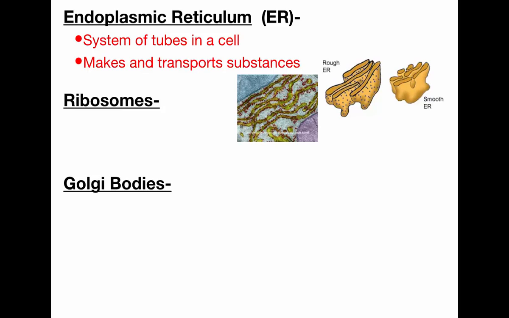To help people remember what these organelles do, sometimes I try to come up with ways. Like what else is abbreviated ER? Emergency room. What you can remember is if you get injured somewhere, you have to be transported to the ER, the emergency room. The ER transports substances.